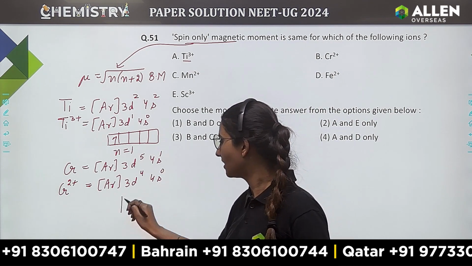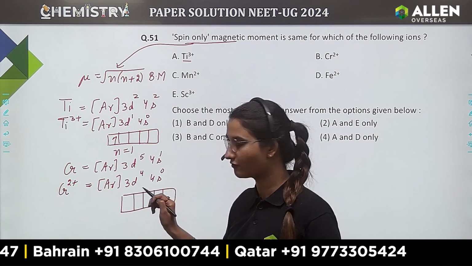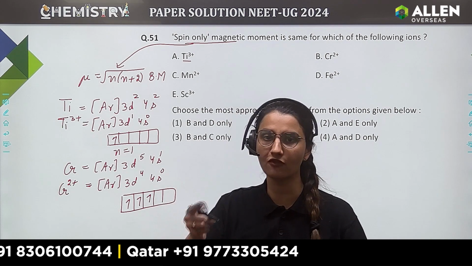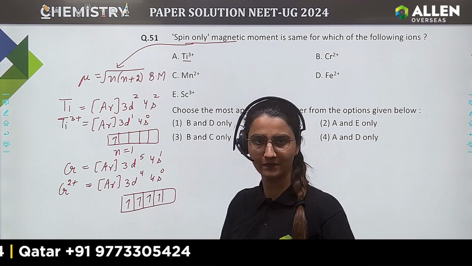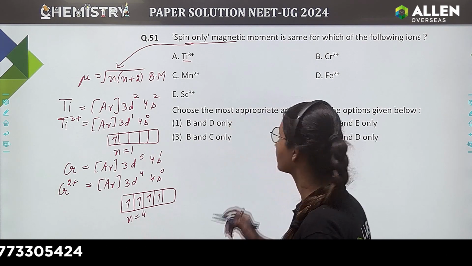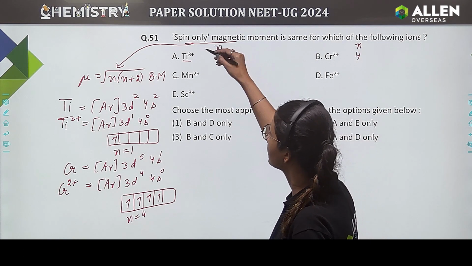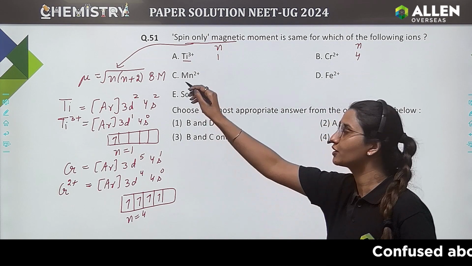So how many unpaired electrons does it have, students? We know d has 5 orbitals, yes? 4 electrons. According to Hund's rule of maximum multiplicity, I will fill it like this. So how many unpaired electrons does it have? 4. So see, it has 4 unpaired electrons. Ti has 1 unpaired electron. Let's check. Now going to Mn plus 2.